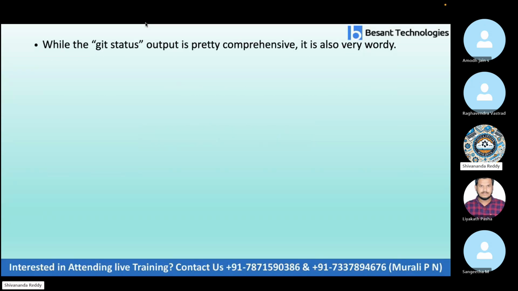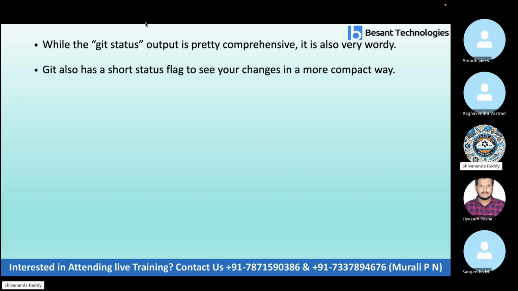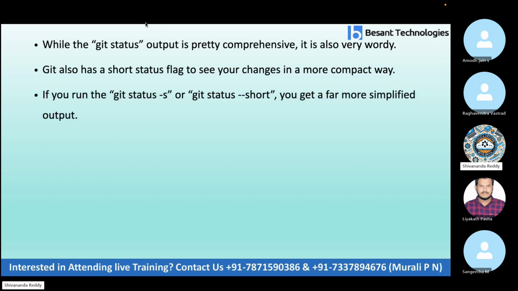While the git status output is pretty comprehensive, it is also very wordy. Wordy means it shows more detailed output. Git also has a short status flag to see your changes in a more compact way. Compact means simple way. If you run the command git status -s or git status --short, you get a far more simplified output. Simplified means you get a very small output.